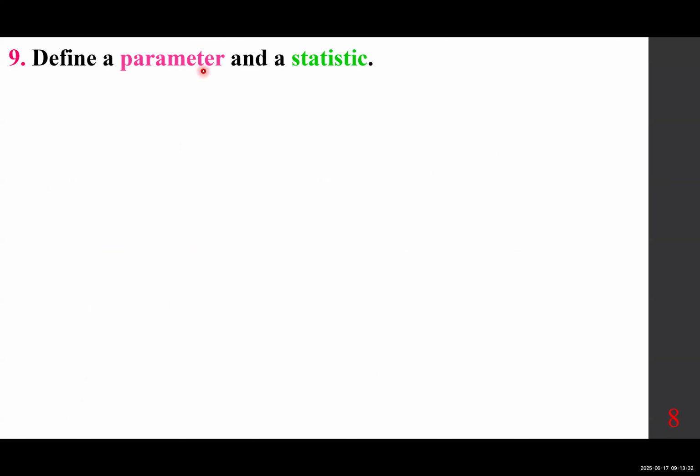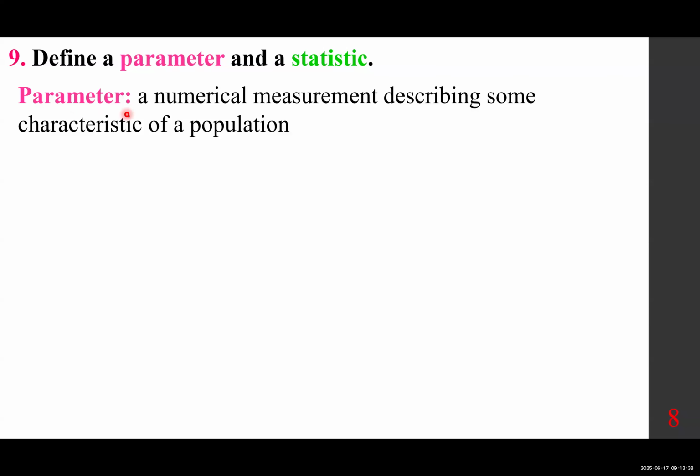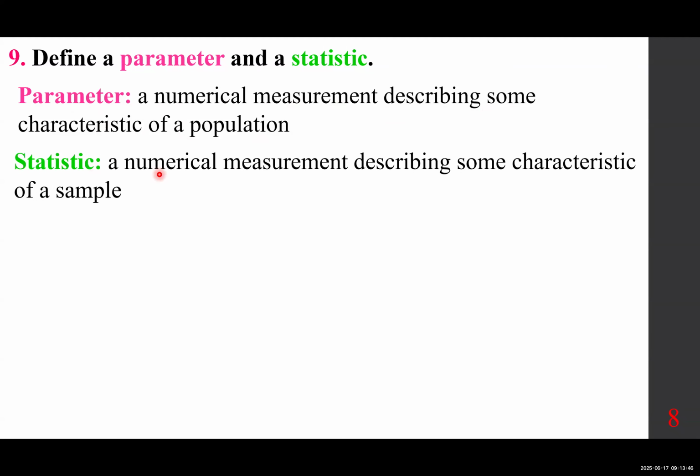Define a parameter and a statistic. Parameter: a numerical measurement describing some characteristics of a population. Statistic: a numerical measurement describing some characteristics of a sample.